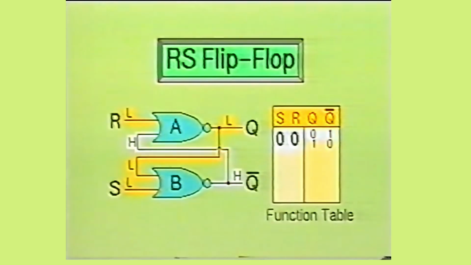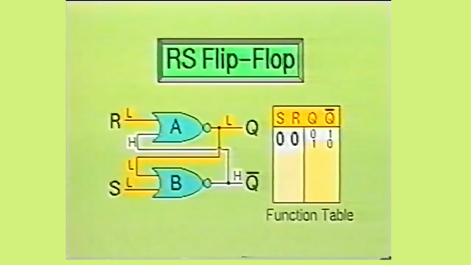Now let's assume that gate B turns on first. When gate B turns on, it produces a high output, which is then fed into the second half of gate A. This causes gate A to output a low. This low output from gate A and the low from the set input will cause the not Q output to maintain a high state of energy.